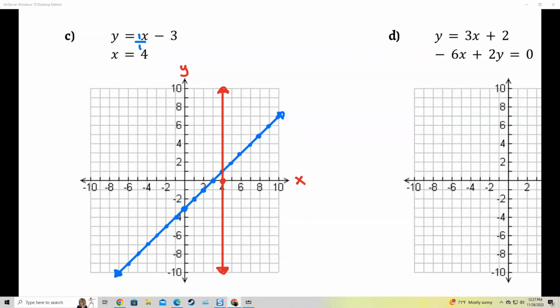All right, let's take a look at where these two intersect. It looks like the intersection point is right here. That means this is going to be my solution right here. And the coordinates for that dot are 4, 1. So I'm going to write 4, 1 is my solution.